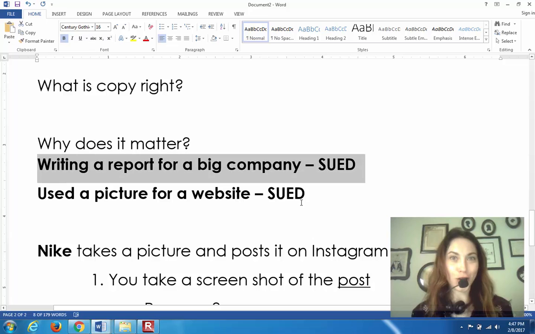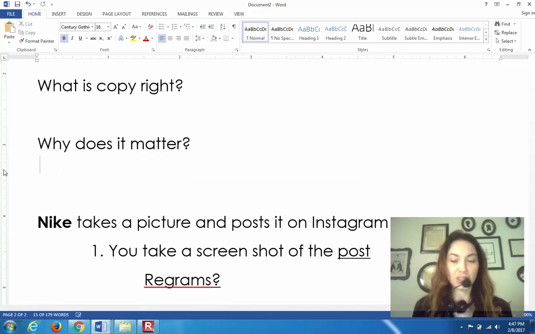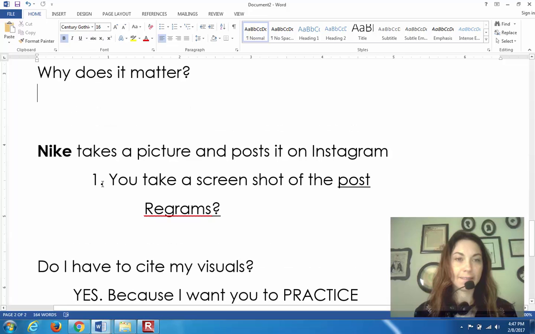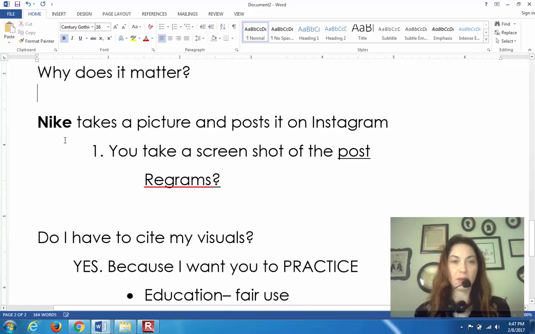You don't want your company to get sued. So you want to play it safe: only use pictures that you own, or only use pictures that you have permission to use. All right, so let's continue here. I'm going to get to my main point in a second.